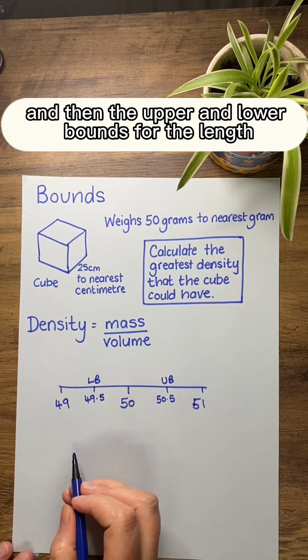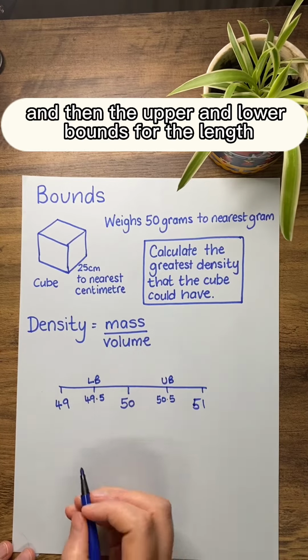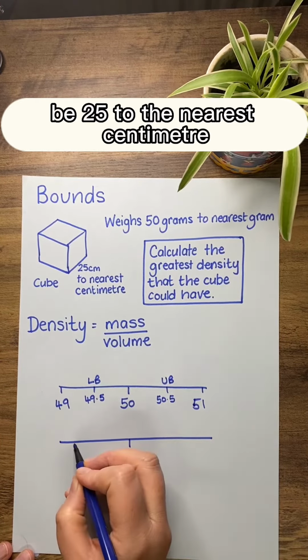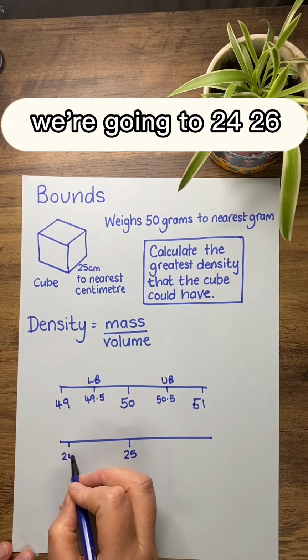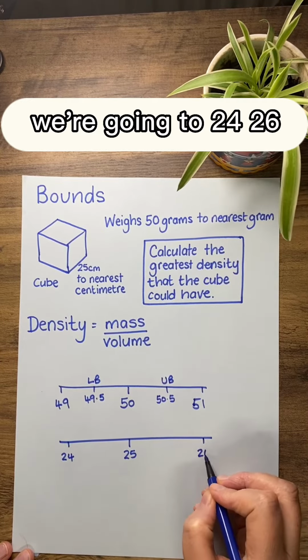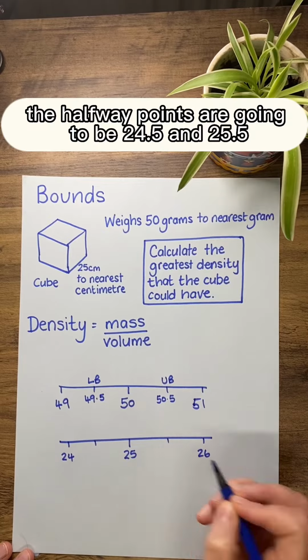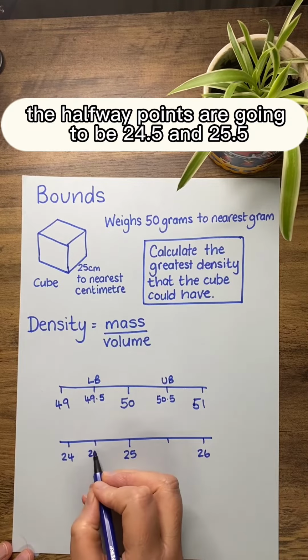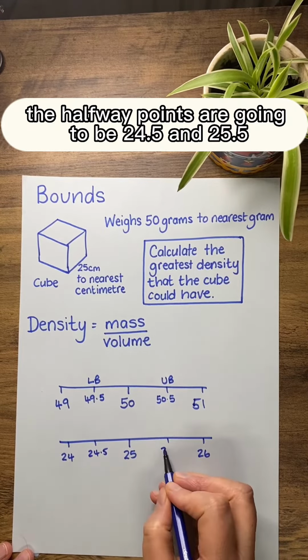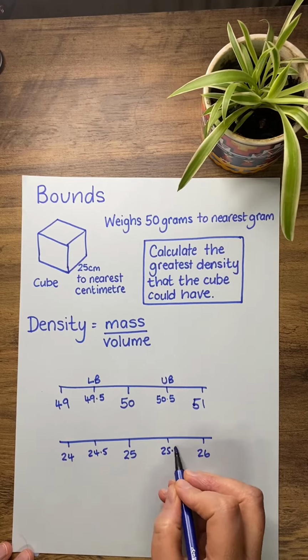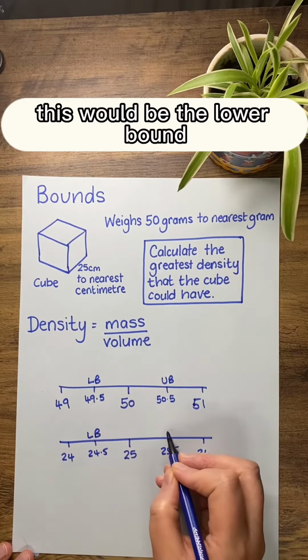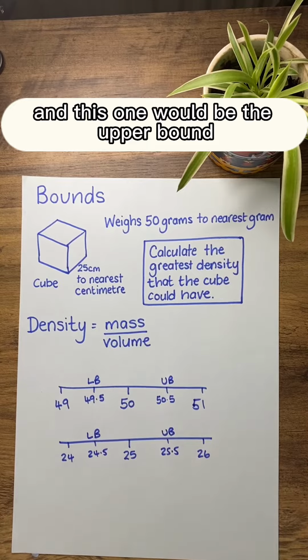And then the upper and lower bounds for the length, 25 to the nearest centimetre. So we're going to 24, 26. The halfway points are going to be 24.5 and 25.5. This would be the lower bound and this one would be the upper bound.